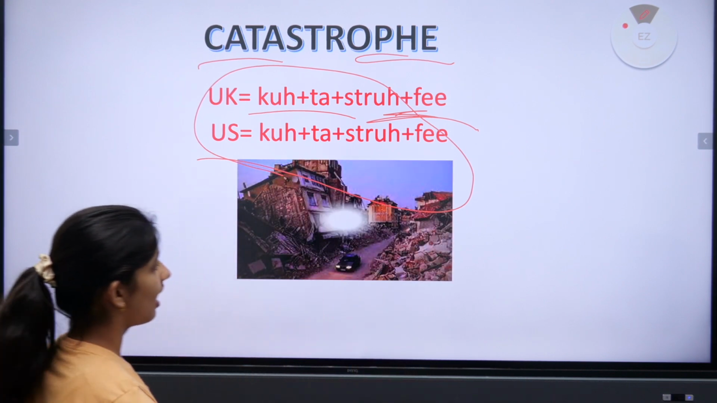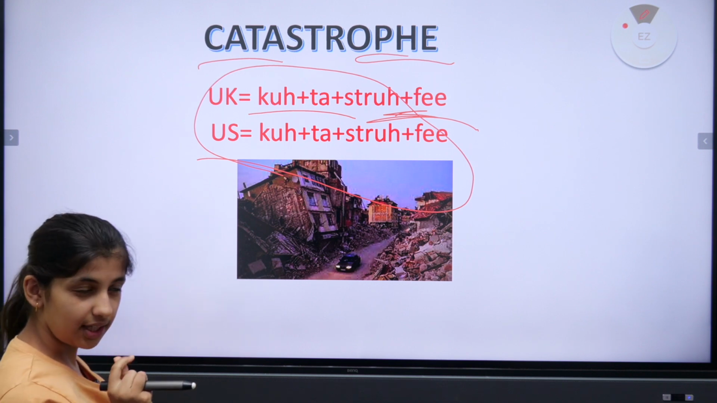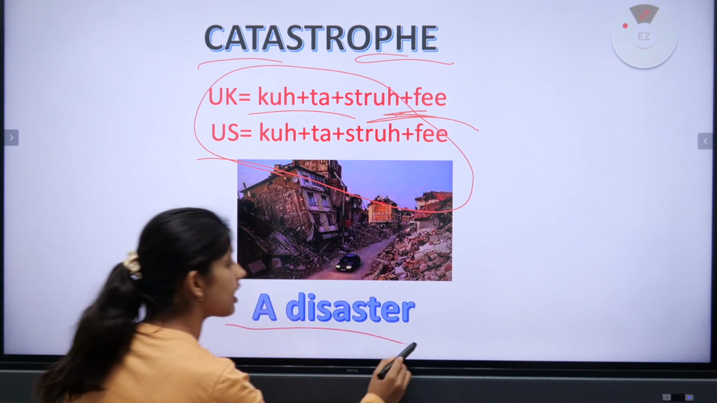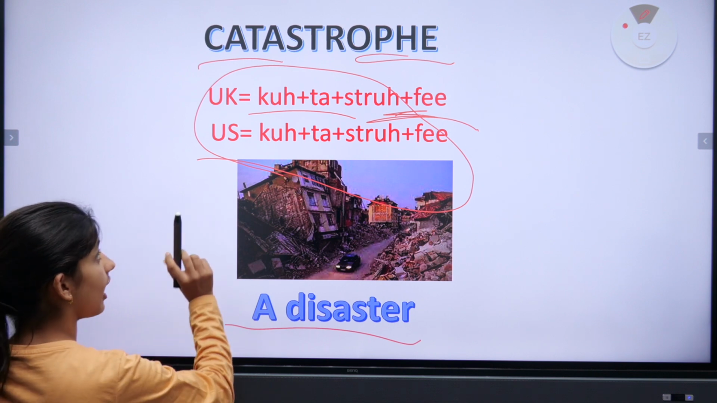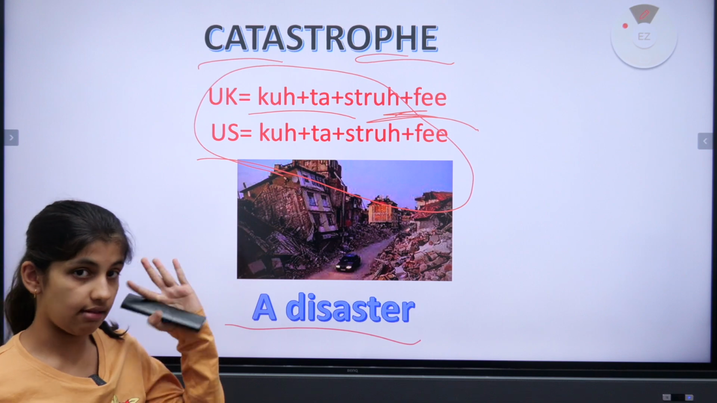Catastrophe means, by seeing this picture, you might have guessed what catastrophe means. Catastrophe means a disaster. So, earthquake is a catastrophe. Means earthquake is a disaster.